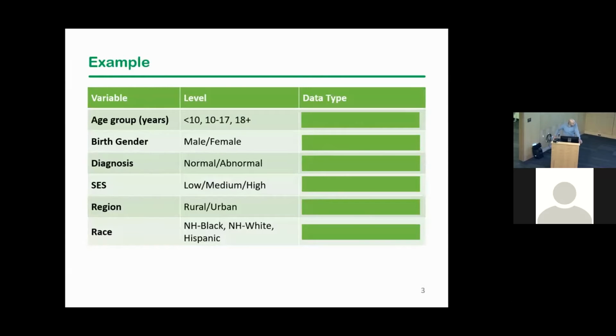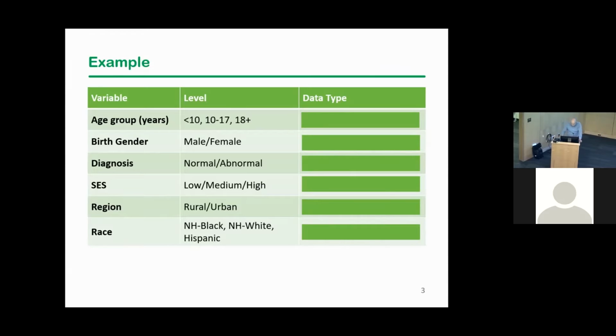So I want to do a little bit of an exercise so we can get people talking a little bit. I present some examples here, and I want to go down the page and see if you know what kind of data they would be. Remember, the three data types are ordinal, nominal, and binary. So what do we think about age group? Would that be ordinal, nominal, or binary? Any idea?